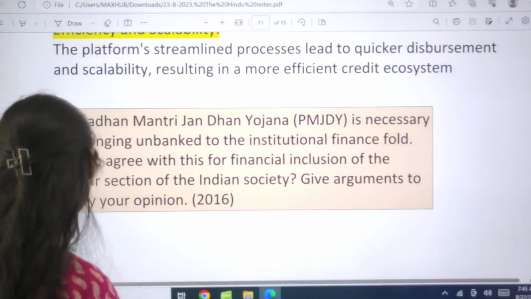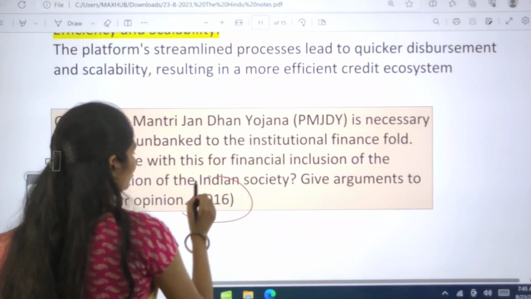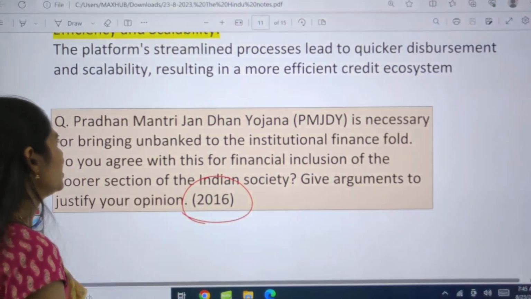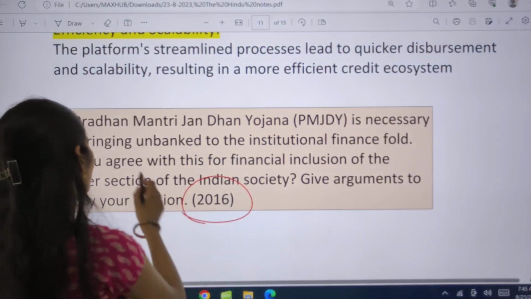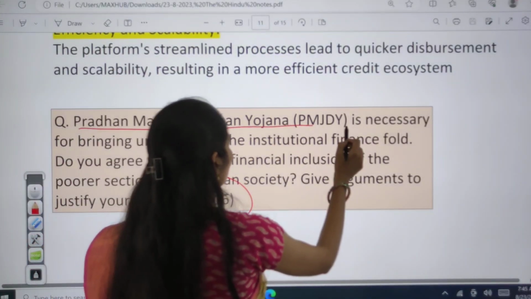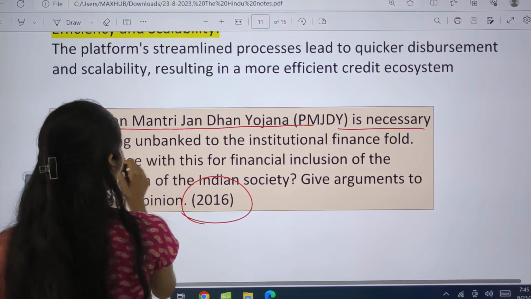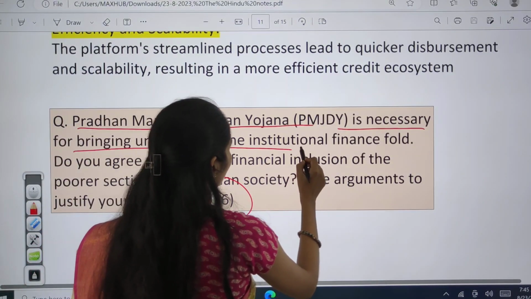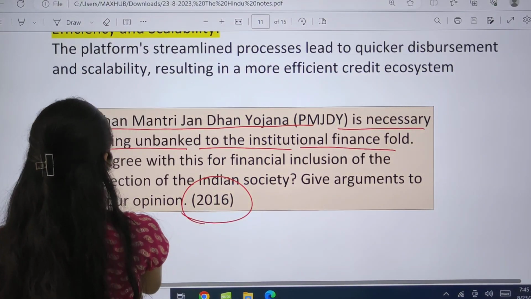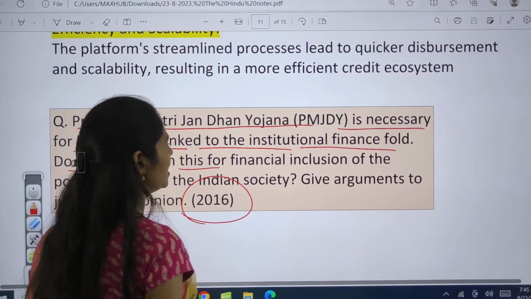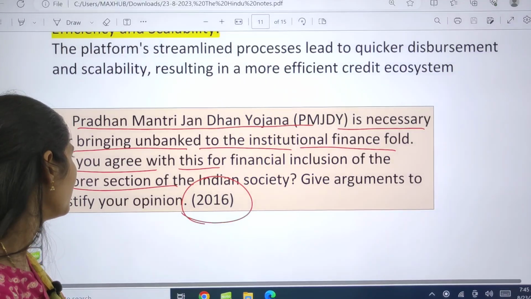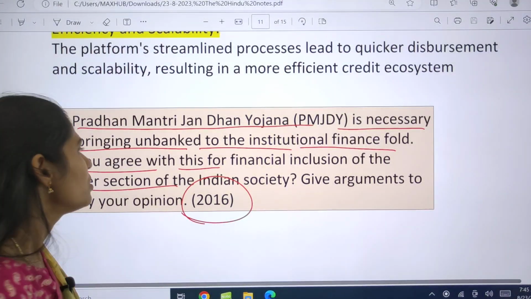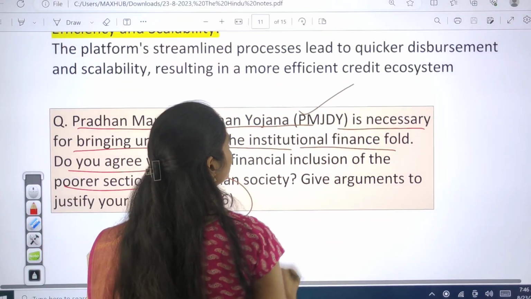So I want to give you one question, and this question already appeared in 2016. This question is about Pradhan Mantri Jan Dhan Yojana. Pradhan Mantri Jan Dhan Yojana is necessary for bringing the unbanked to the institutional finance fold. Do you agree with this for financial inclusion of the poorer section of Indian society? Give arguments to justify your opinion.